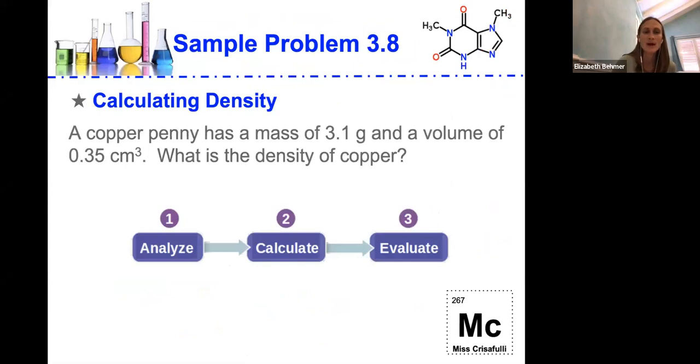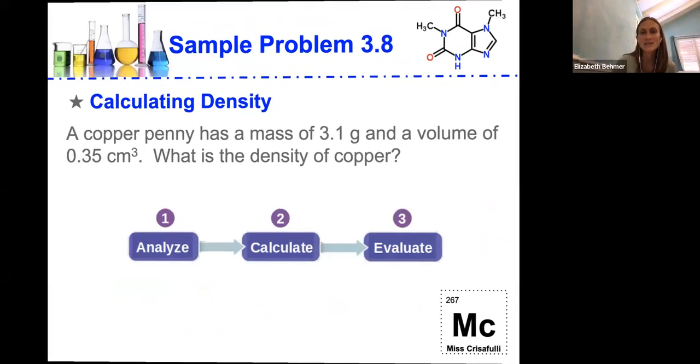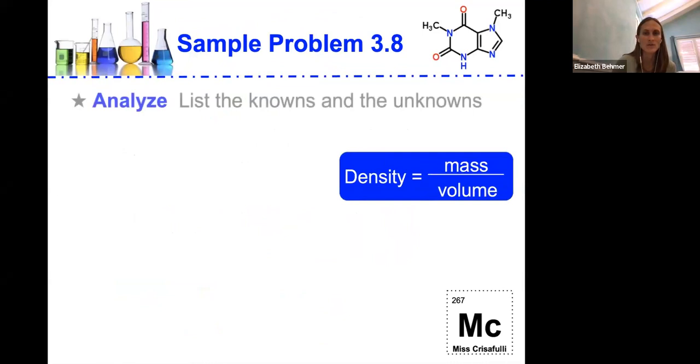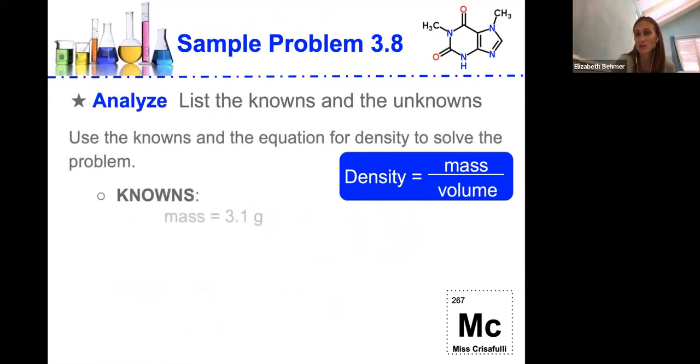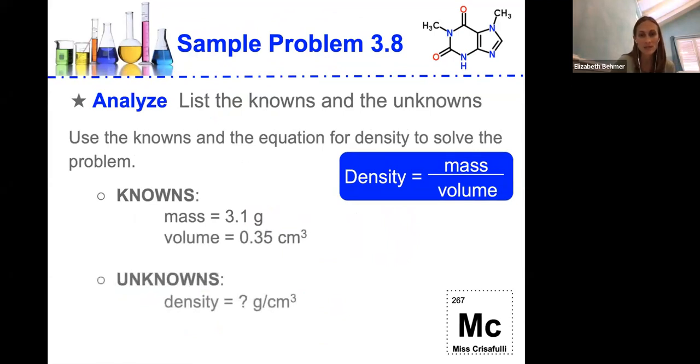Let's do a sample problem. A copper penny has a mass of 3.1 grams and a volume of 0.35 centimeters cubed. What is the density of the copper? We have to remember that density equals mass divided by volume. Let's list our knowns and unknowns. We know the mass, we know the volume, and we need to solve for density. So really simply put, our density will be measured in grams per centimeter cubed.